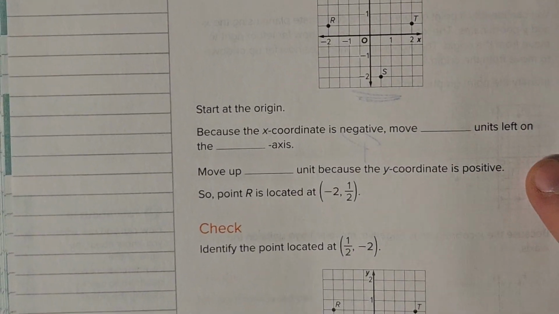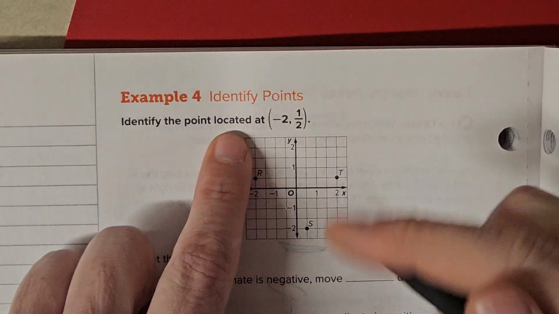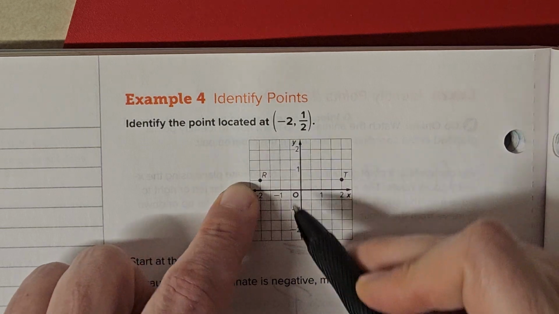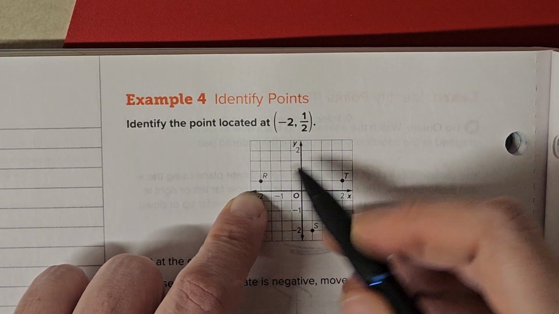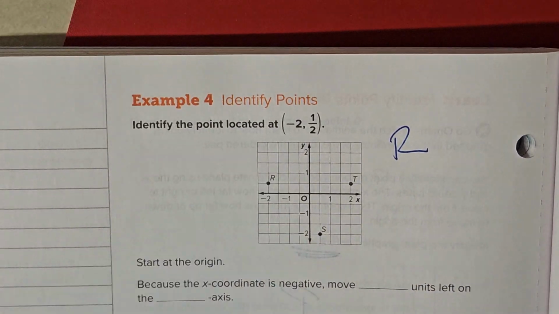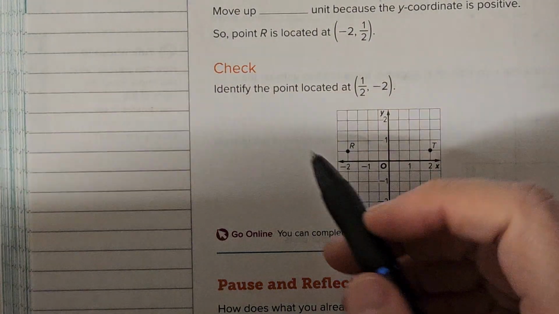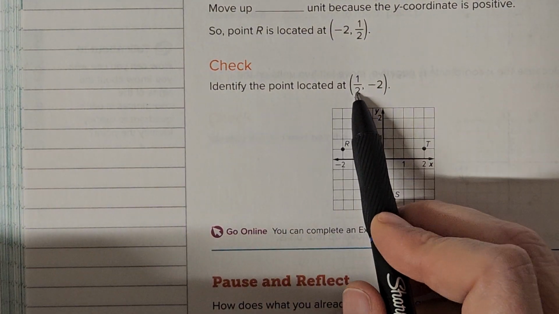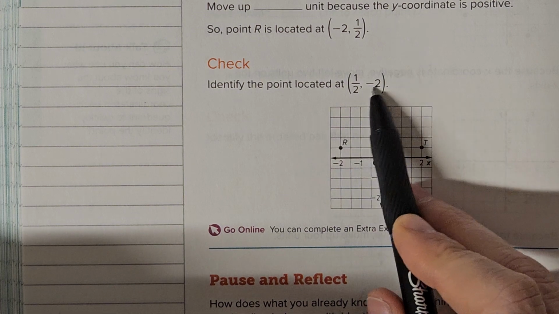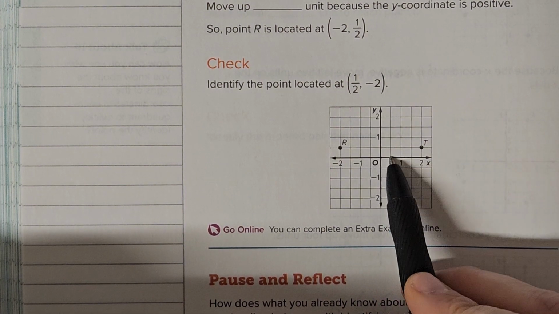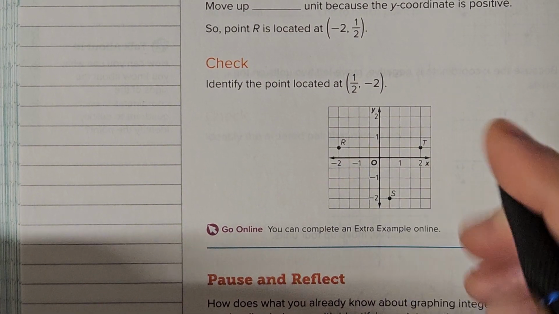Okay, let's try this one. What point is at negative 2, up a half? Up, because it's positive. R. Let's try this one. What point is at positive half, down 2, because negative 2 means down. 1, 2. Oh, it's S.